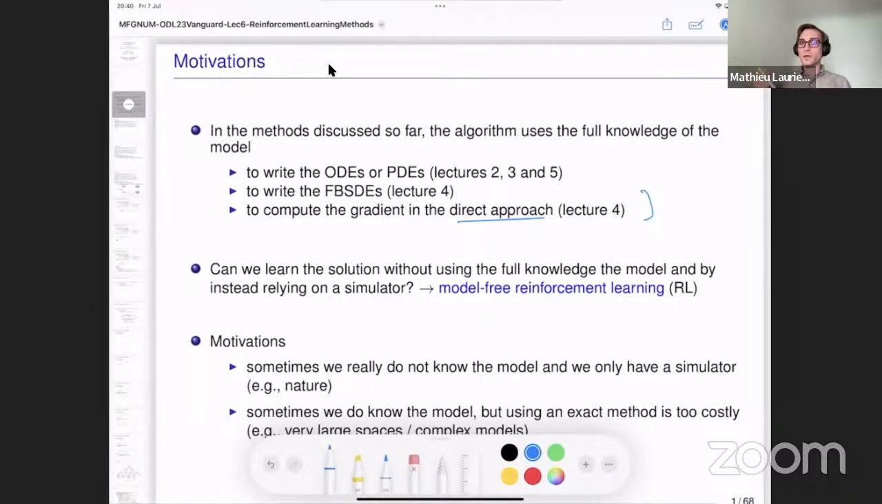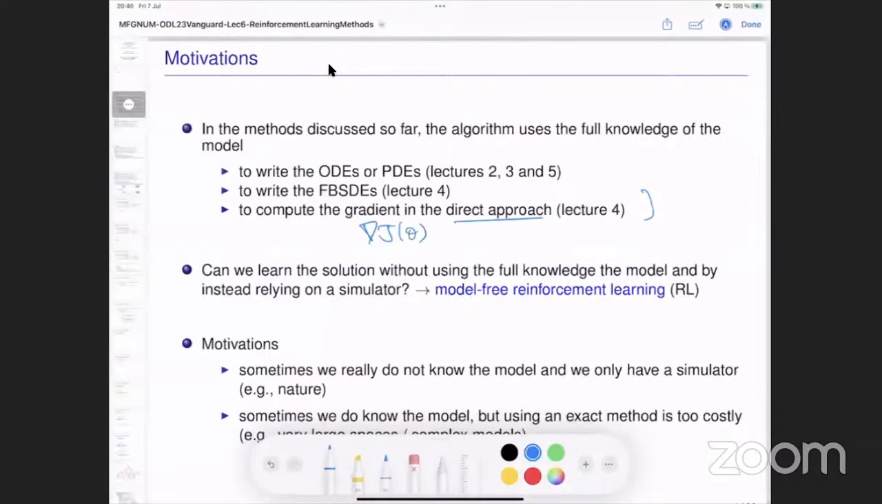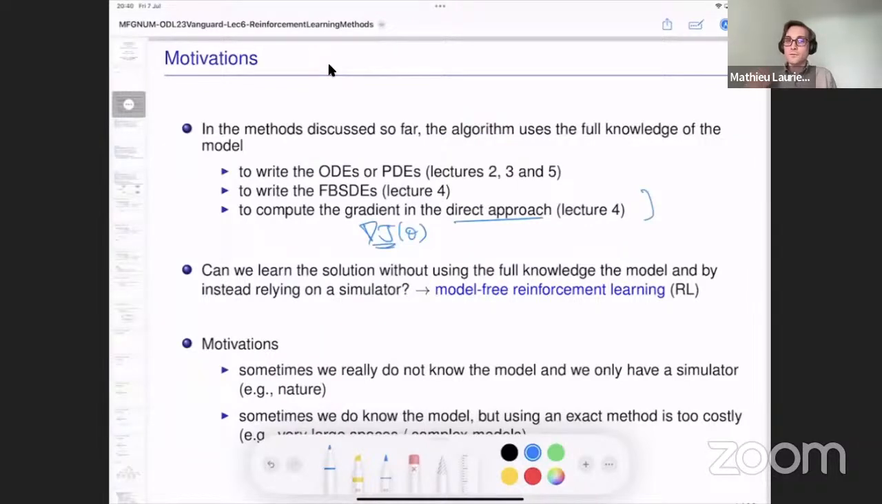However, when you do this gradient step, you compute the gradient of J theta. And to compute this gradient, you need to have the exact expression of J, at least if you compute this gradient exactly. So some of the reinforcement learning methods are about approximating this gradient without really knowing the model, without differentiating through the drift or the running cost, and just using estimates of the gradients based on observations of the cost. This will be related to the policy gradient methods that I will describe a bit later.